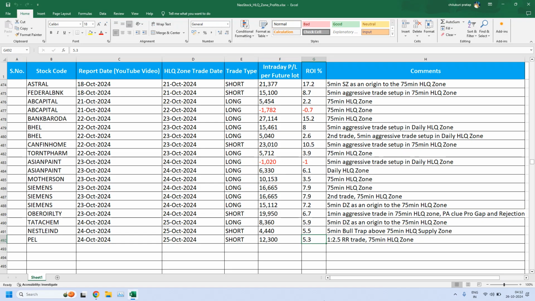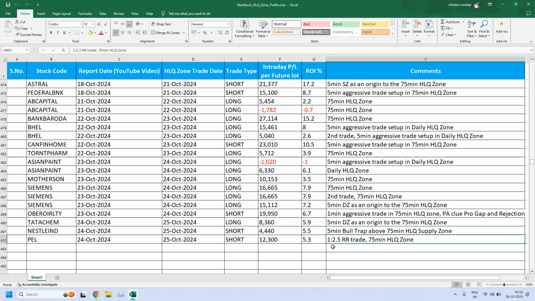You got 5% returns. If you would have invested the money in a bank, to get that 5% interest, you need to wait more than a year. But in 5 minutes you got the trade. That is the power of the high liquidity zones.